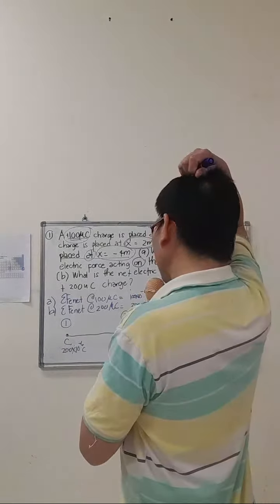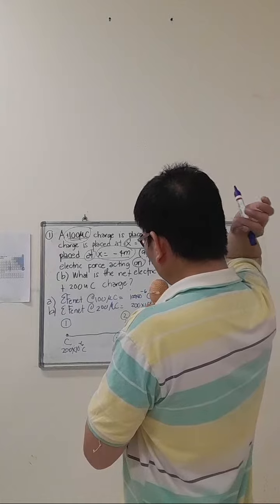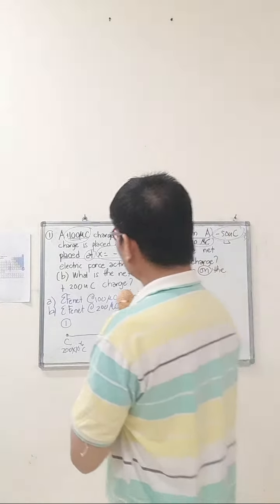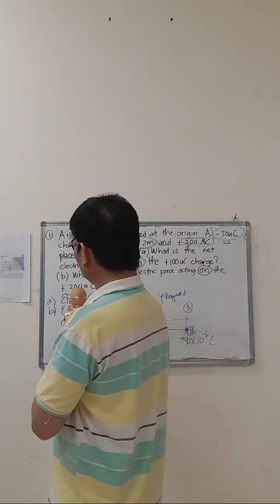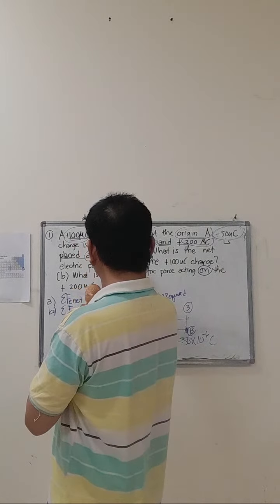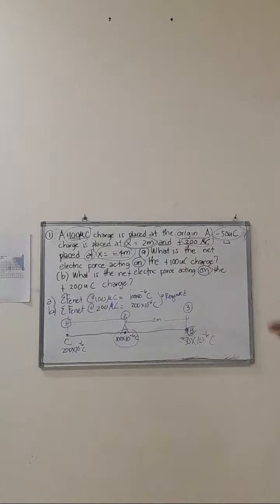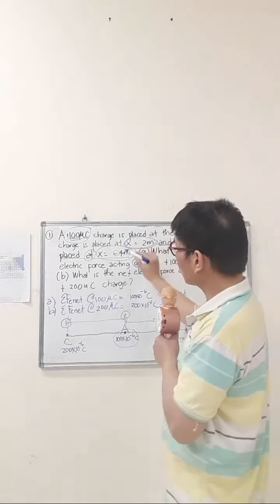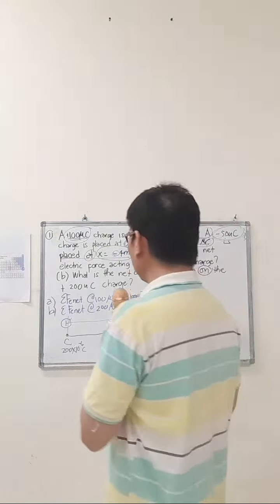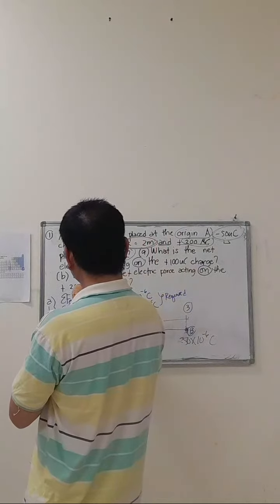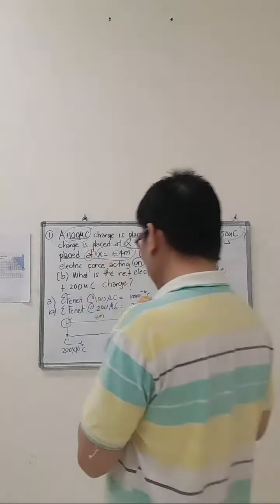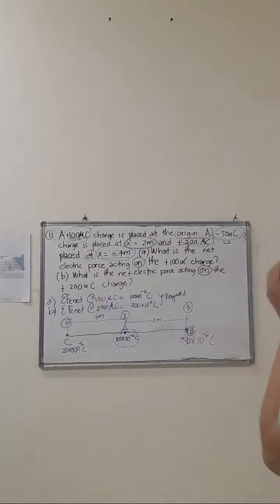And then it is placed at x equals negative 4 meters. It's on the left. So the negative here is only pointing the direction. We don't need to carry the negative in your actual formula and equation. It's only the direction of where to put it. It's just 4 meters. Now let's go to the principle of charges.